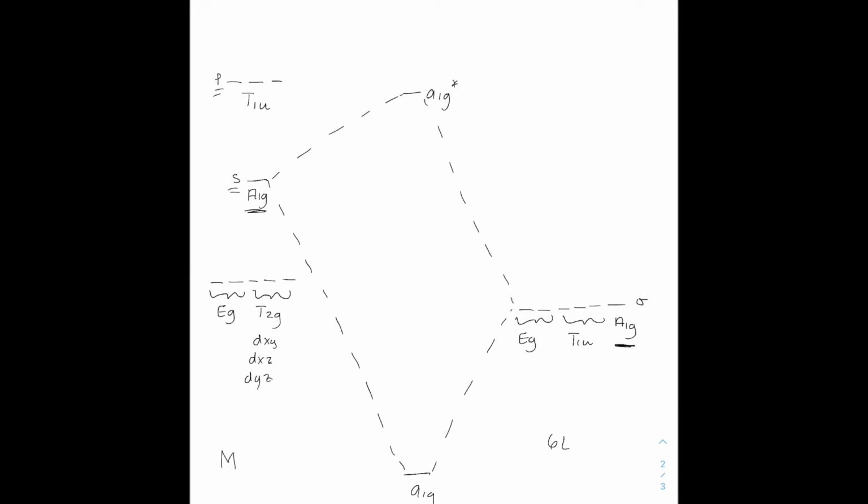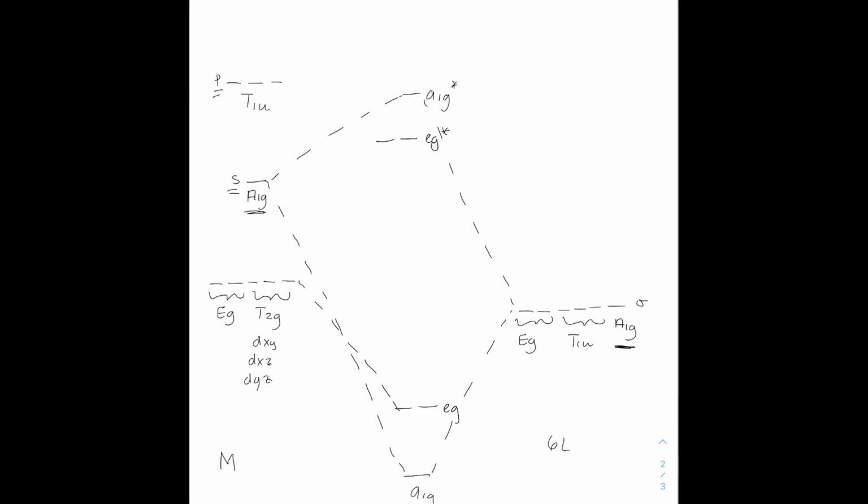Okay, we have our A1G. Now we also know our EG, which is our two d orbitals, are also going to mix together, and we're going to get EG bonding and EG antibonding. So that's going to sit right over here, and this is going to be our EG, and then we're also going to get EG antibonding. That's going to come down over here and up here as well.